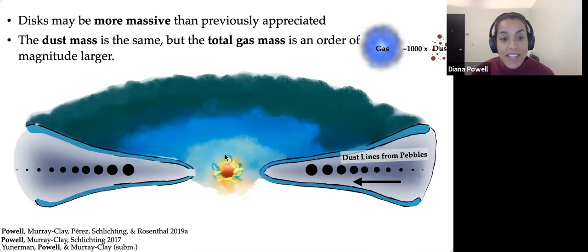And I also want to emphasize that our model does indicate that there was more dust mass at early times, which helps bring agreement between the discrepancy in disk dust masses and the mass of extrasolar systems.